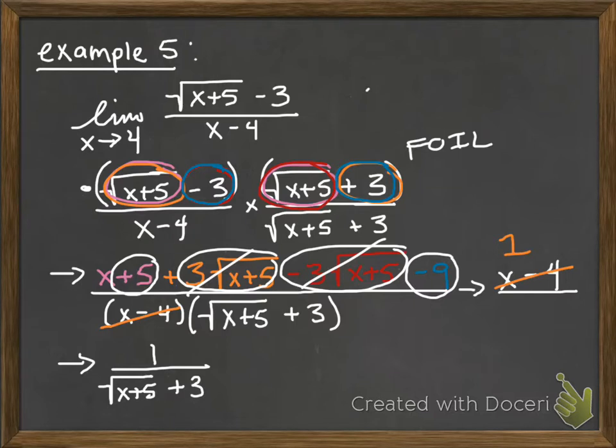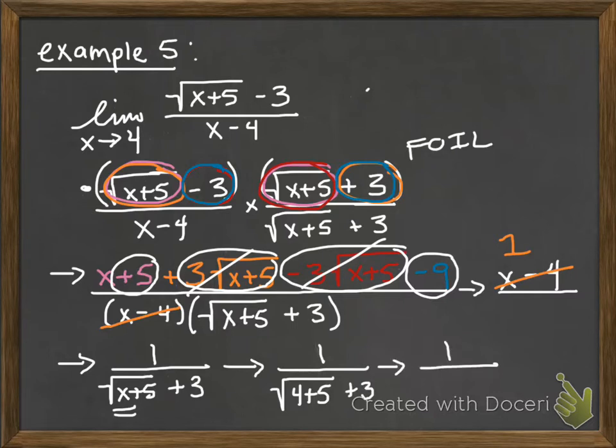So now that something canceled, we want to see if our direct substitution is going to work. If I plug in 4 to this x, will it become 0? No, it will not. So we can go ahead and do our direct substitution. So 1 over the square root of 4 plus 5, plus 3. 4 plus 5 is 9. The square root of 9 is 3. And therefore that makes my answer 1/6.